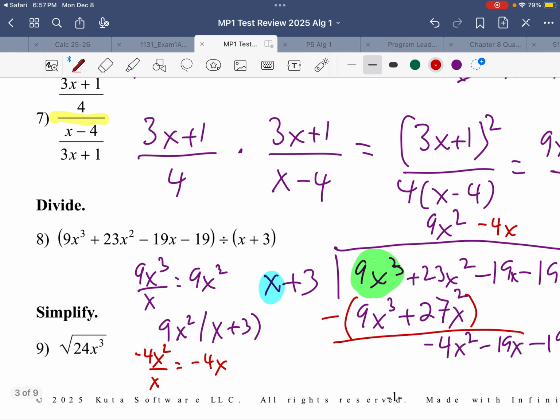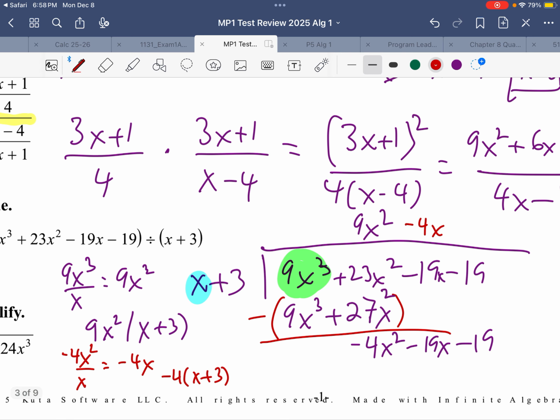And then I'm multiplying negative 4x and x plus 3 to get minus 4x squared. Sorry, this should be minus 4x squared minus 12x. And then I'm subtracting. These are going to cancel. If it's negative 19, taking away a negative 12x, it's like negative 19x plus 12x. So I get the negative 7x.